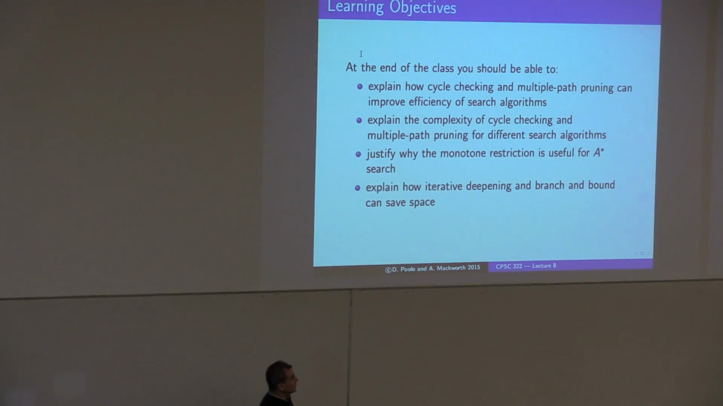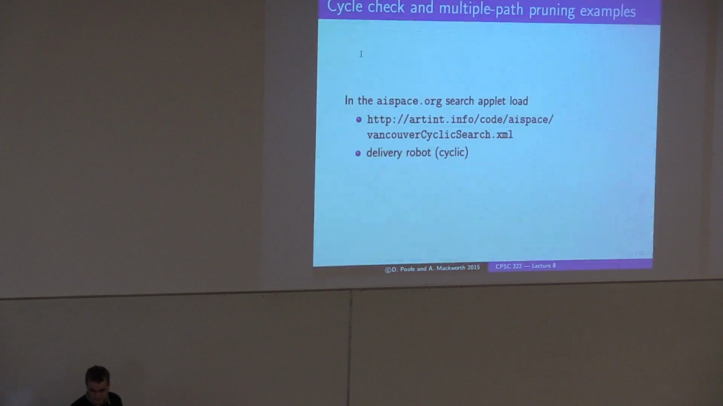Today we're going to start looking at how cycle checking and multiple path pruning can prune the search. We're going to look at the complexity of them for the different search algorithms. We're going to use what's called the monotone restriction for A-star search. And then we're going to do something called iterative deepening and branch and bound that can save space so they're no longer exponential.